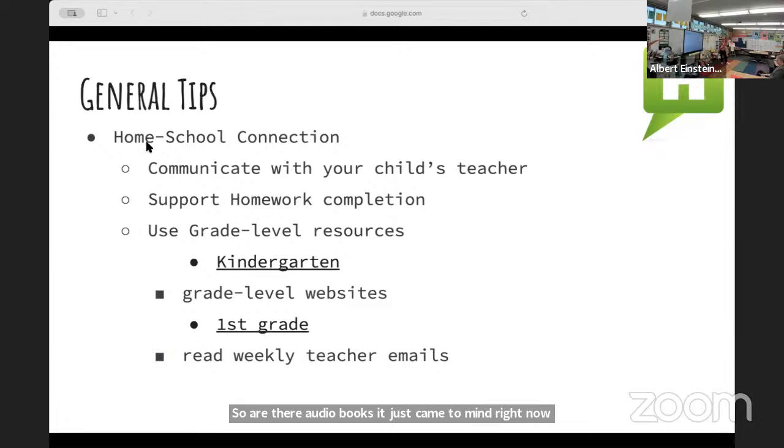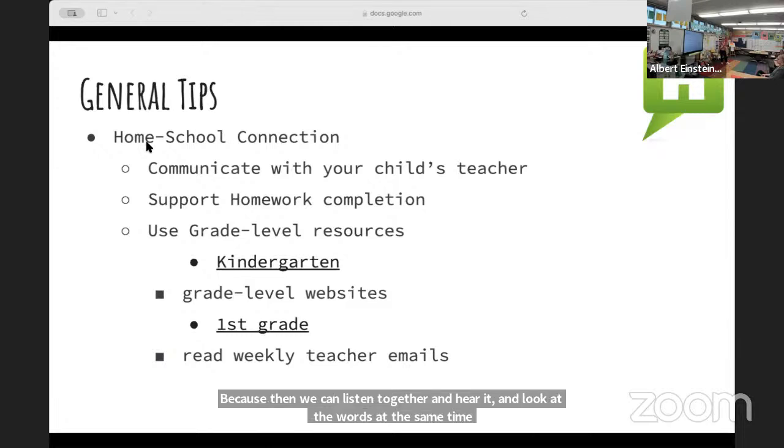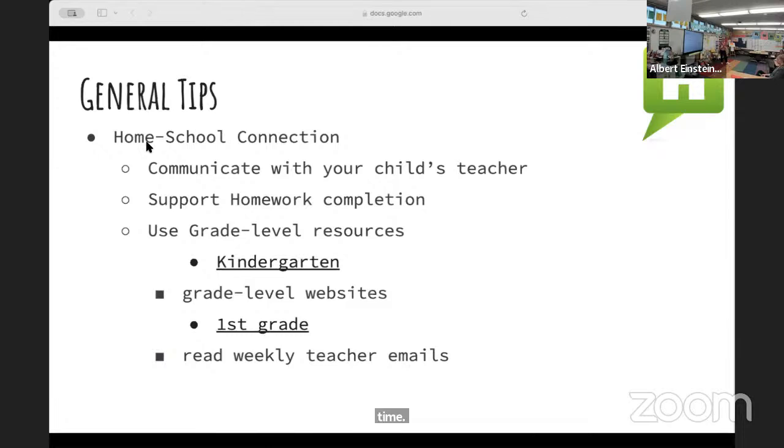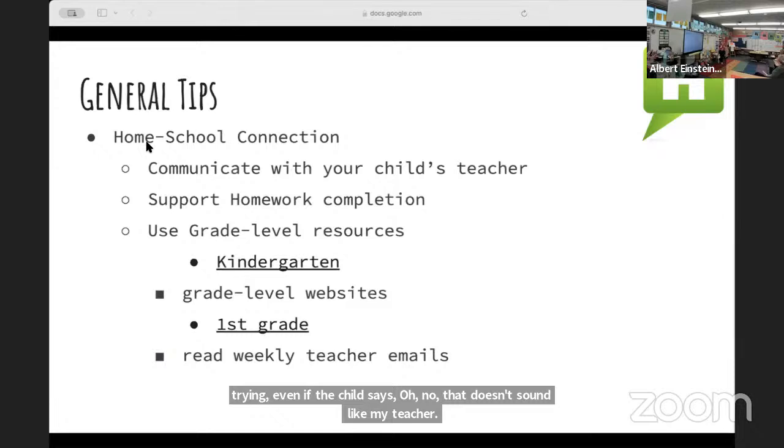Yeah, and we will cover a little later what the library has to offer, because our library is very well stocked. So audiobooks are definitely an option. But even if you try, the child may say, "Oh no, that doesn't sound like my teacher." Like, "No, Mom, stop." Yeah, thank you, son. I get that too. Reading German books is tiring, but it's not terrible.